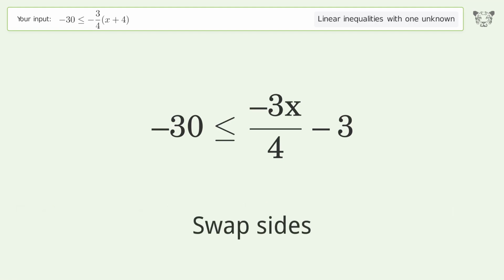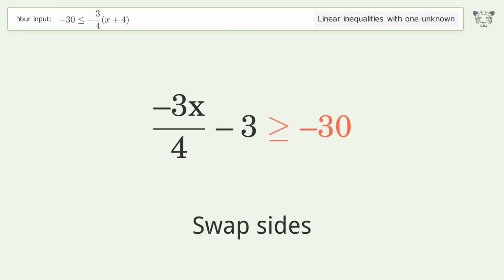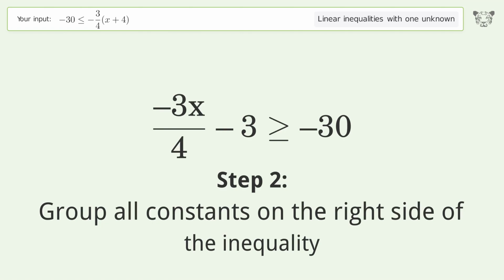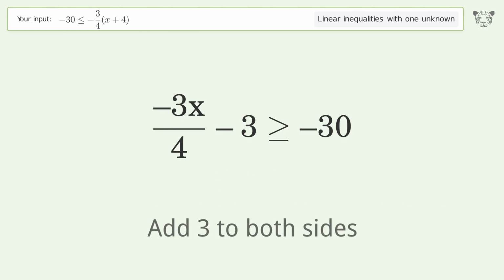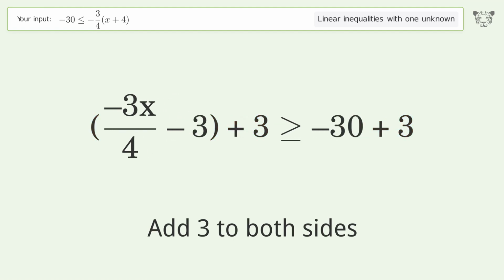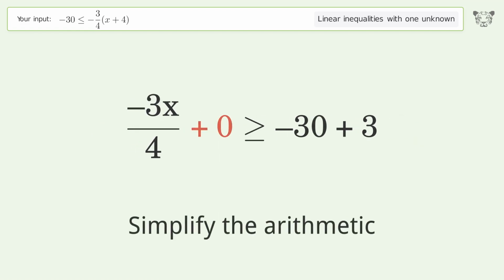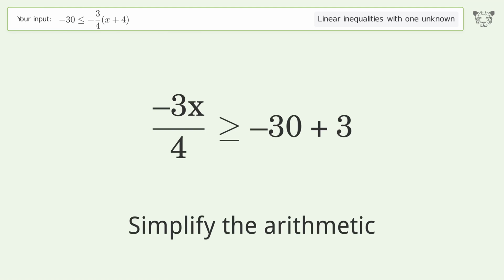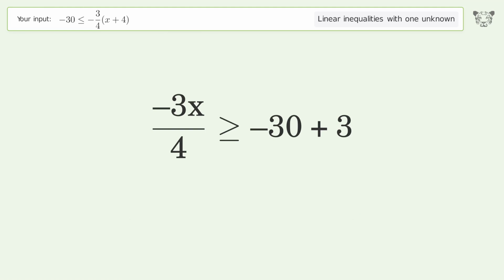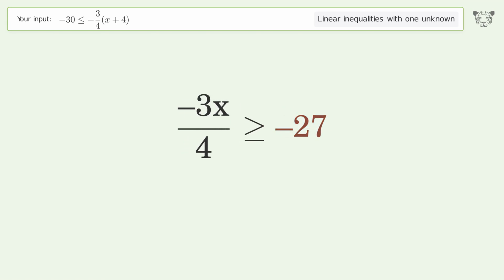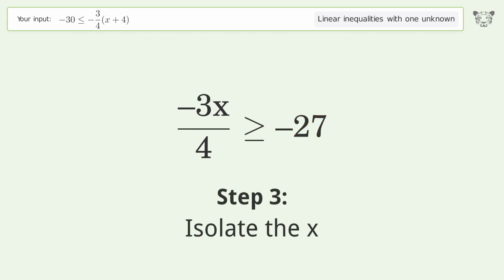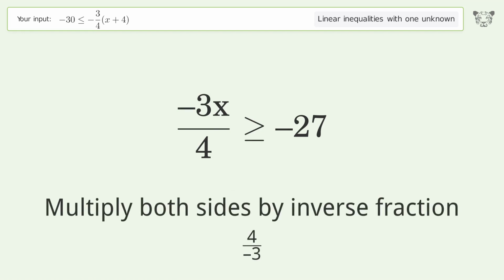Swap sides. Group all constants on the right side of the inequality. Add 3 to both sides. Simplify the arithmetic. Isolate the x. Multiply both sides by inverse fraction 4 over -3.